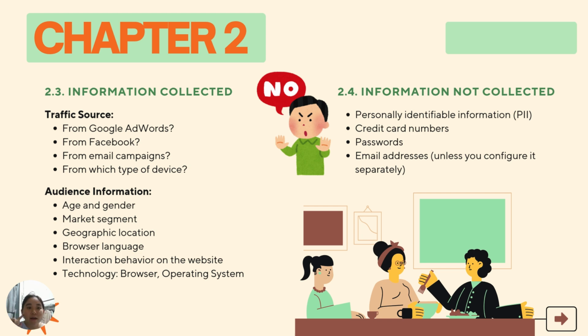About information collected. First, the traffic source, so where it comes from. It can come from Google AdWords, from Facebook, from email campaigns, or from which type of devices. Our audience information can be segmented based on age and gender, the market segment, geographic location, browser language, interaction behavior on the website, and also the technology like browser and operating system. The information not collected includes personally identifiable information, PII, such as credit card numbers, passwords, and also email addresses, unless you configure it separately.